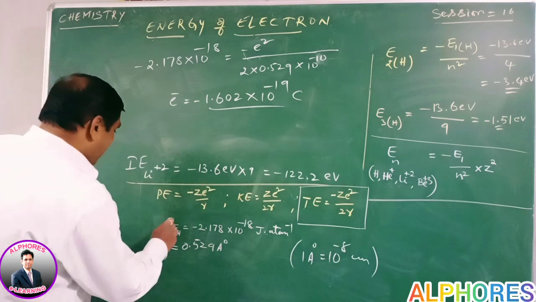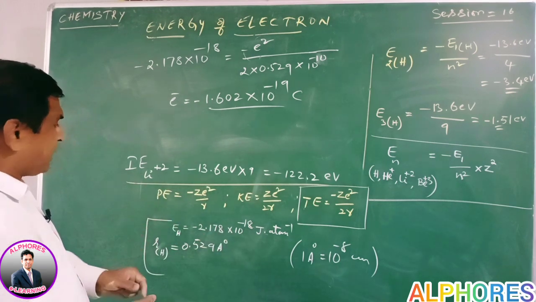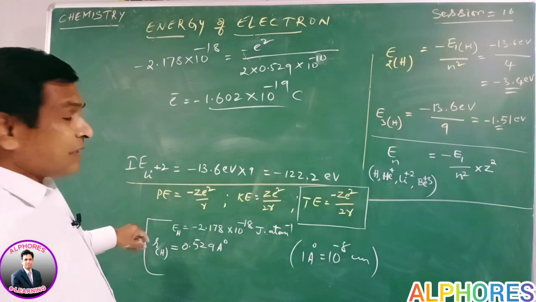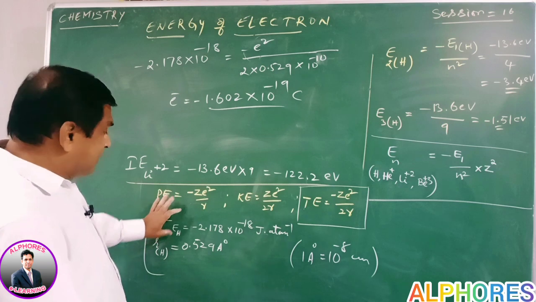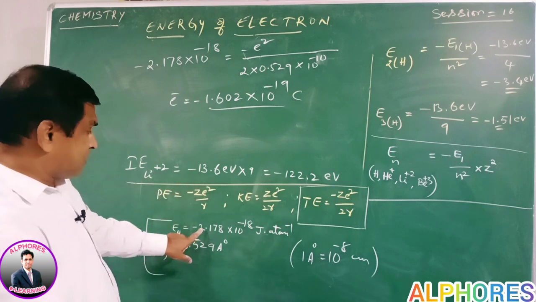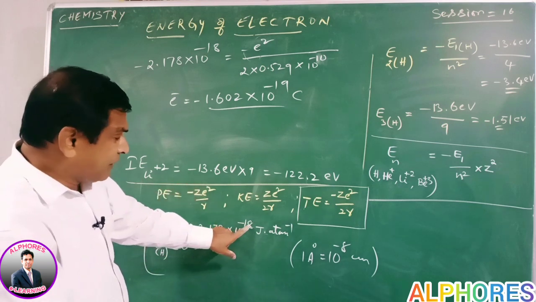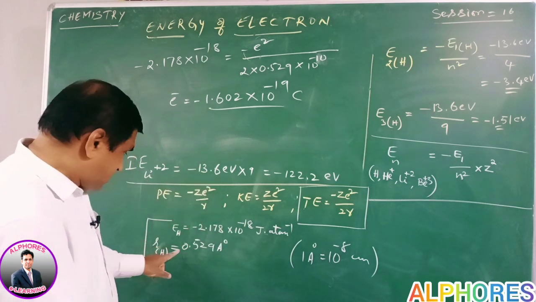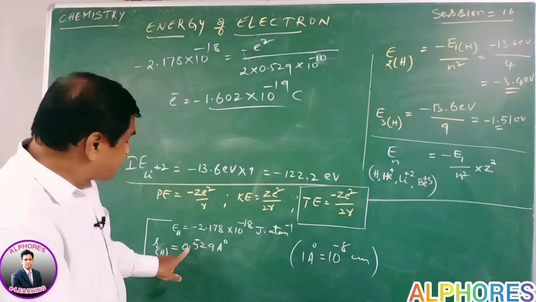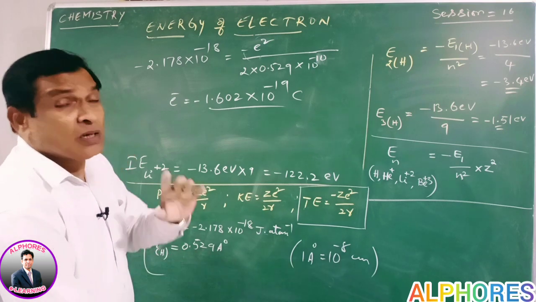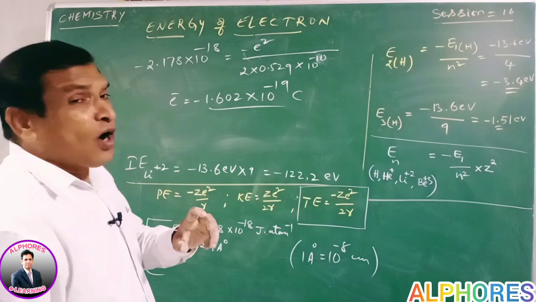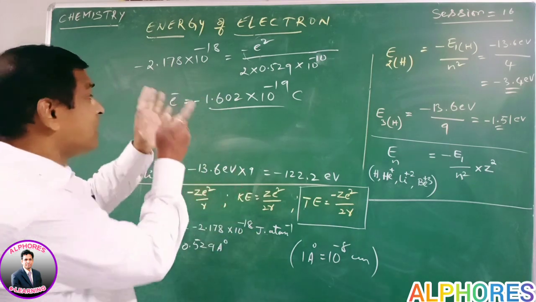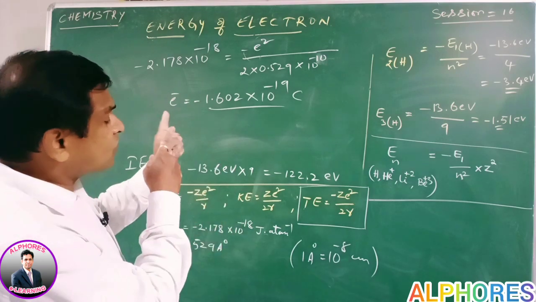So here we have made one problem like this. What is the problem we made? Once again I will repeat. The energy of the electron in hydrogen atom is minus 2.178 into 10 to the power minus 18 joules per atom, and the radius of the orbit is 0.529 angstroms. Calculate the charge on that electron.